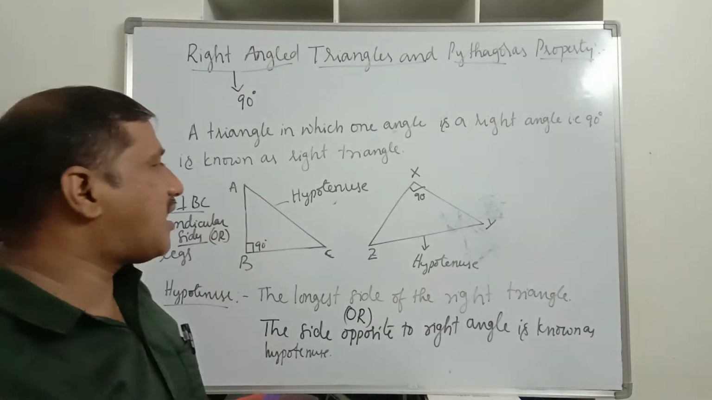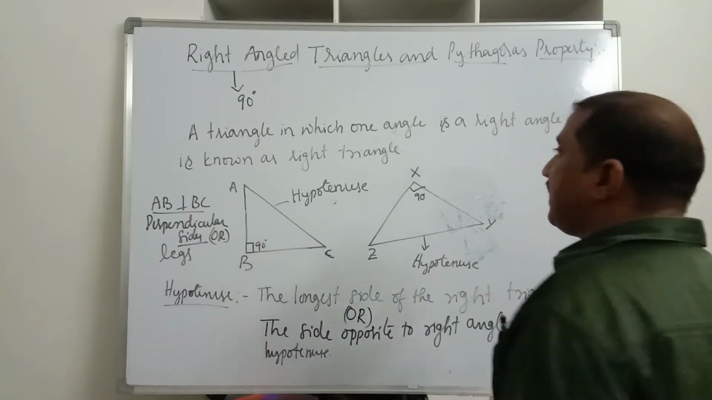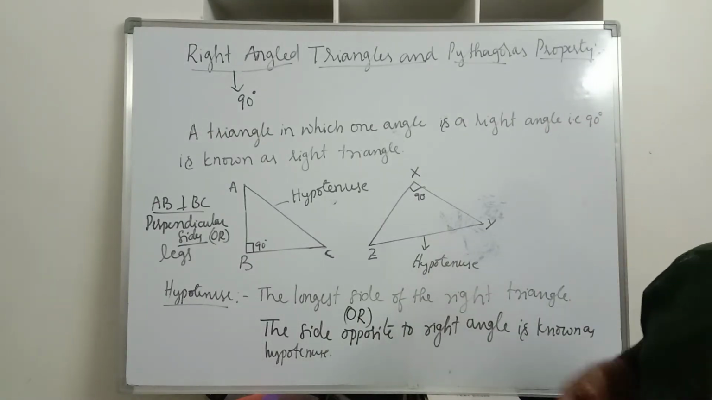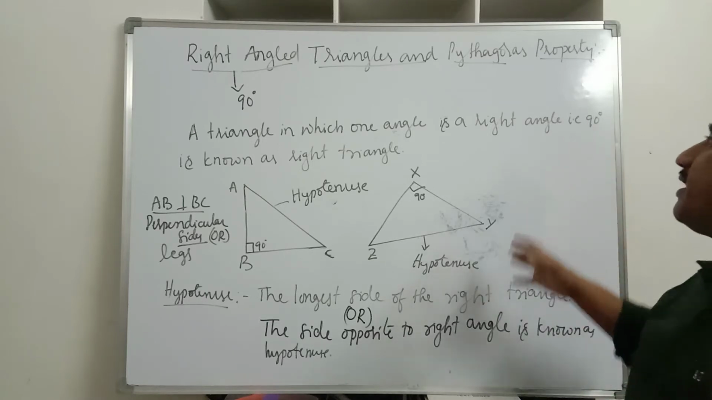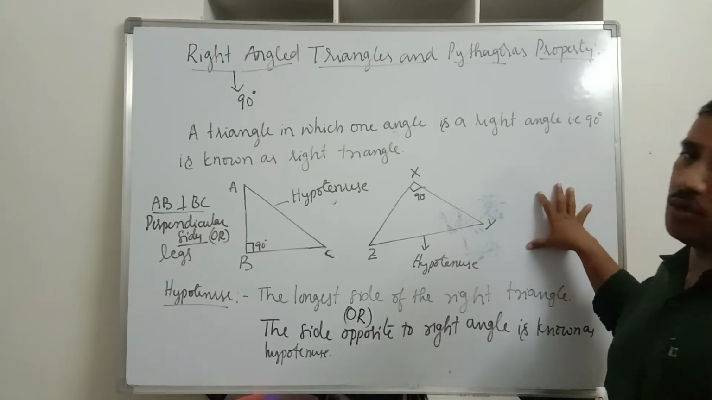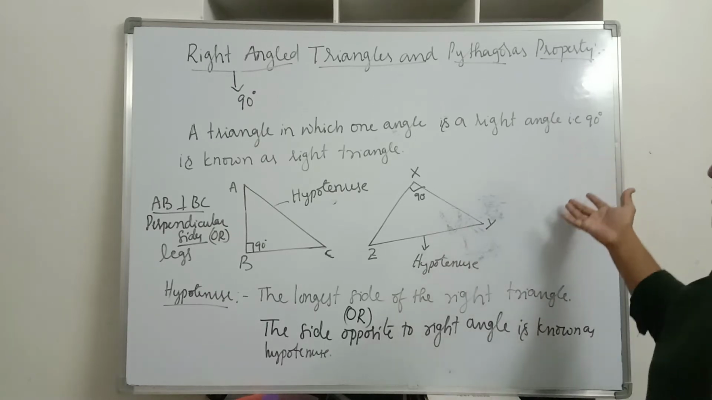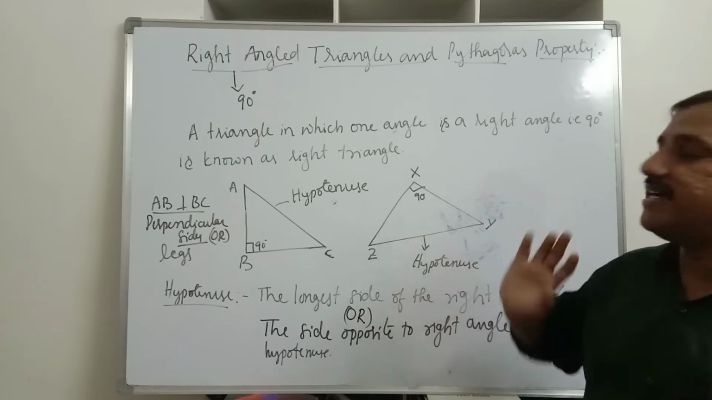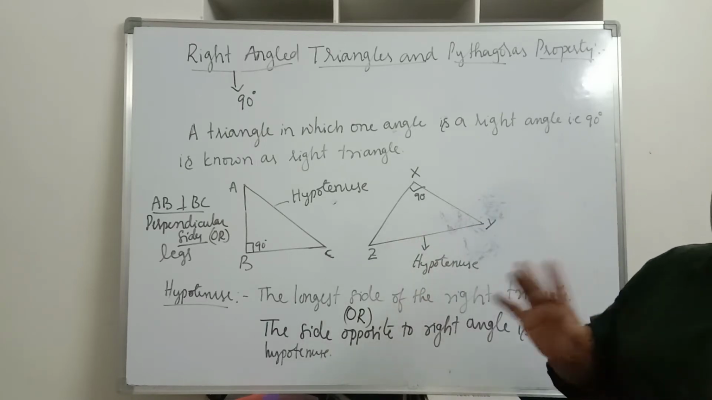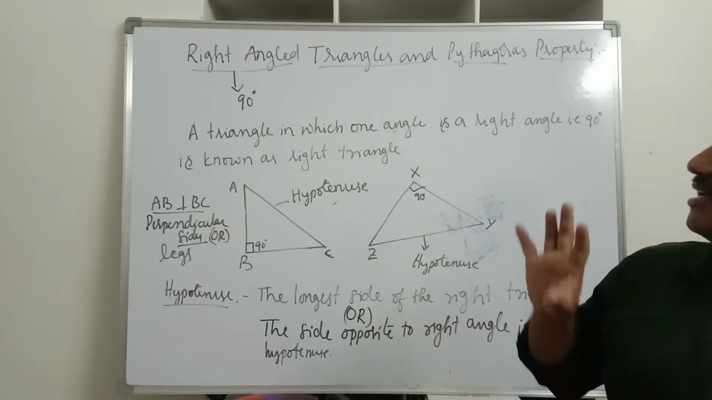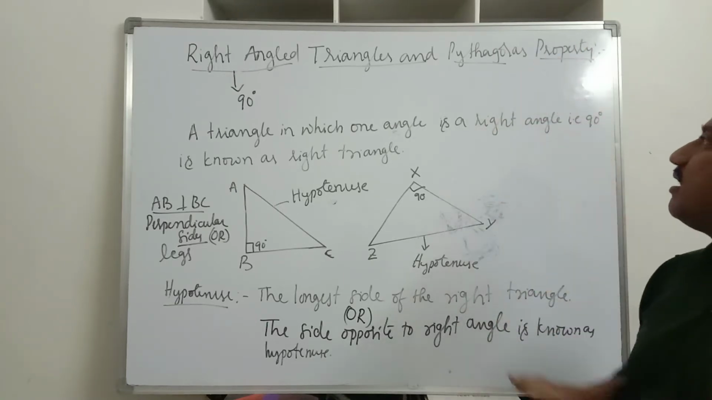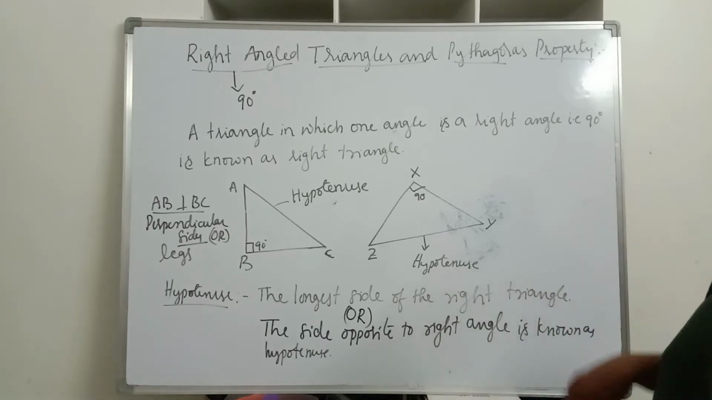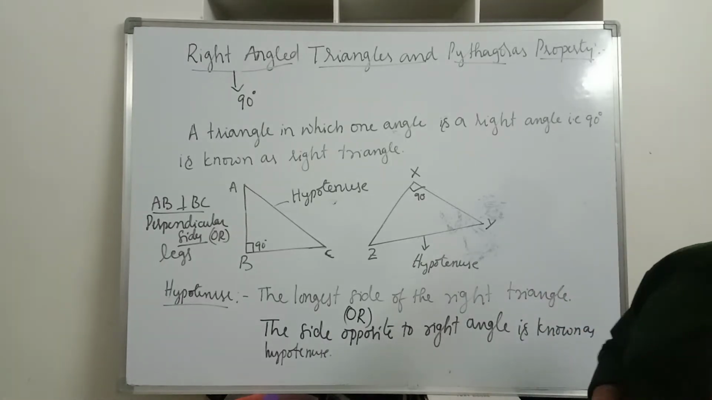So there is a property related to this right triangle which is given by a famous mathematician named Pythagoras, and that property is known as Pythagoras Property. He identified a relationship between the lengths of the three sides of the right triangle. That relationship is known as Pythagoras Property or Pythagoras Theorem. Now we will discuss what is Pythagoras Property and what is its application.